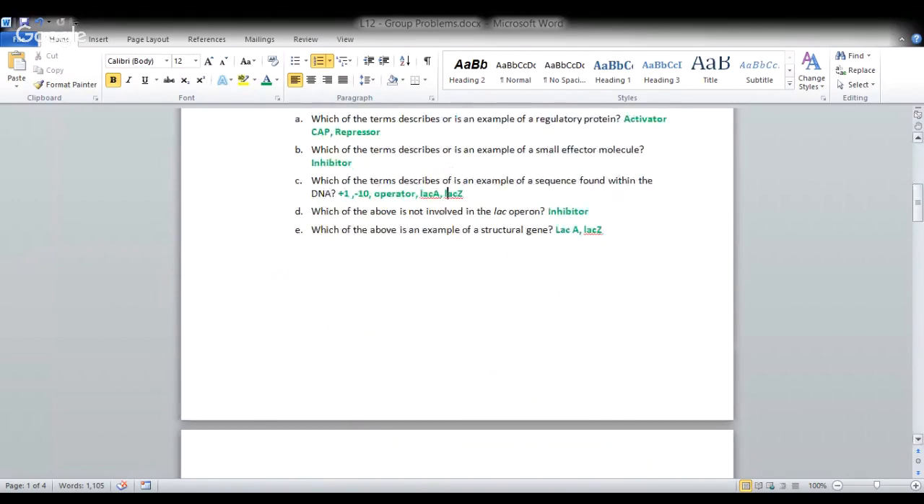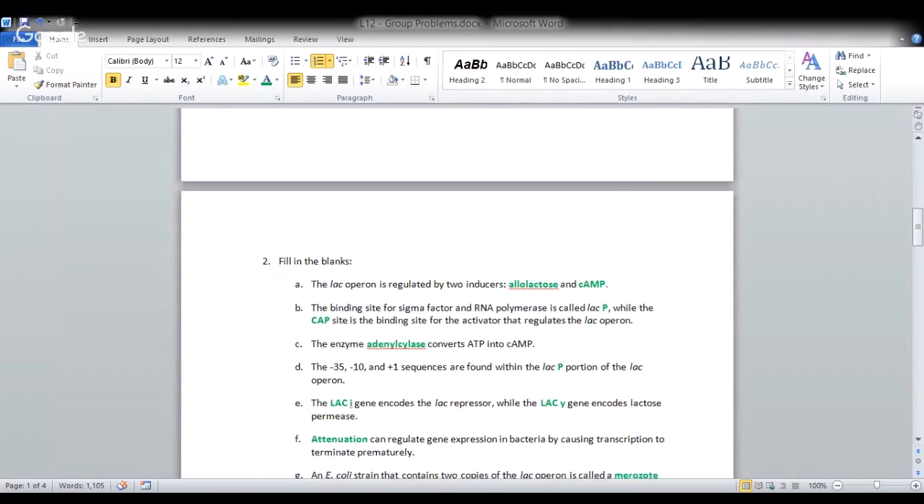D, which of the above is not involved in the LAC operon? And so we put inhibitor. E, which of the above is an example of a structural gene? So we put LAC-A and LAC-Z. Go ahead, Brady. Take it away.